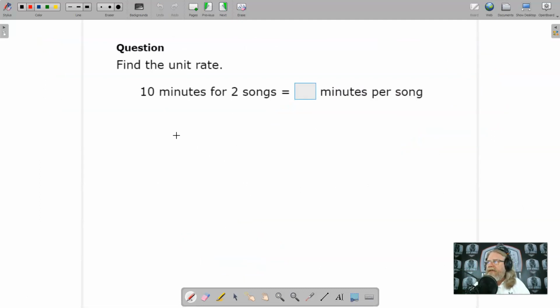So, in this case, we have 10 minutes per 2 songs. S for songs. And we're going to set that equal to minutes in the numerator, songs in the denominator. So, we need to know per song. So this is going to be a 1, right? I know there's not a number here, but the number 1 is implied because song is singular. So this is what we don't know. So what do we do here? We divide it by 2. So let's go ahead and divide by 2 here.